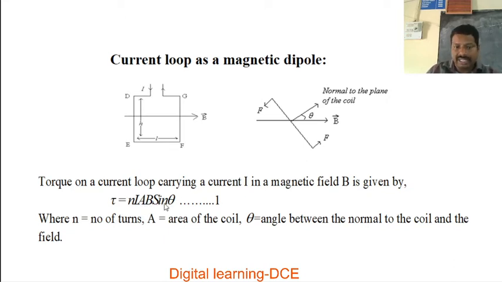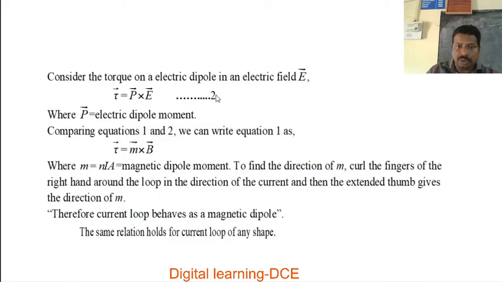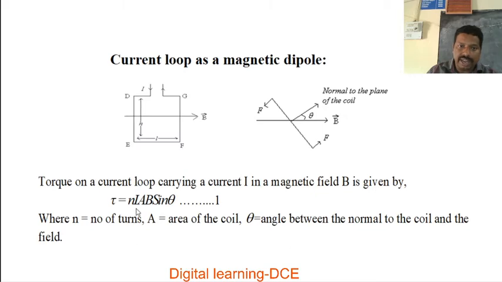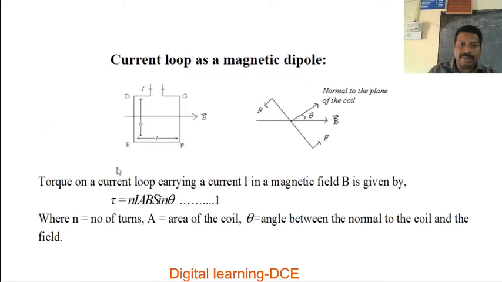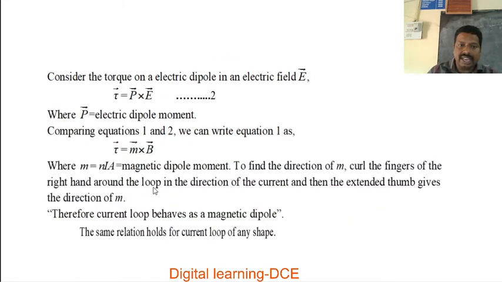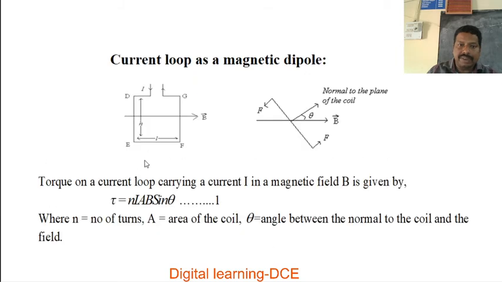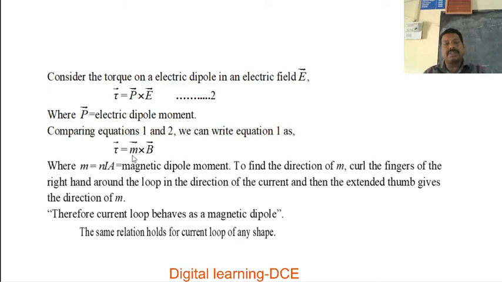So if you compare this with expression 2, that is the torque on an electric dipole, comparing equations 1 and 2, we can write equation 1 as tau is equal to M cross B, where M is equal to NIA. In the place of NIA, M is there. Then what we get? Tau is equal to MB sine theta. In vector form, we may express that as M cross B. M is also a vector. Similar to the electric dipole moment, here the magnetic dipole moment is also a vector.